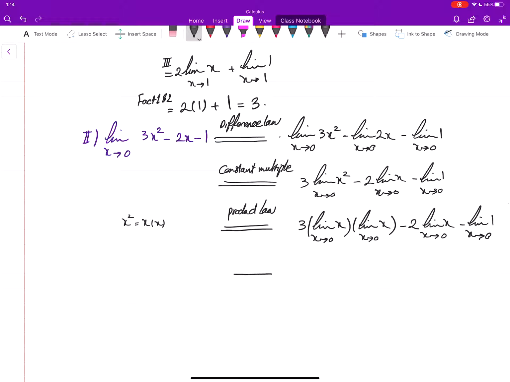Now we are back to fact 1 and fact 2, which say what the limit of a constant is and the limit of x as x goes to a number a. In this case, a is 0, so this will be 0 times 0 minus 2 times 0 minus 1. Well, this is just negative 1, and that tells us everything. Basically, in general, this is 3 times 0 squared minus 2 times 0 minus 1.